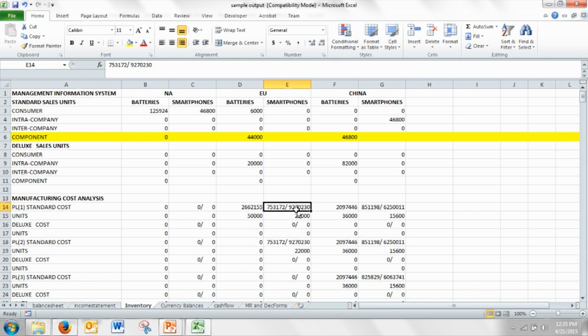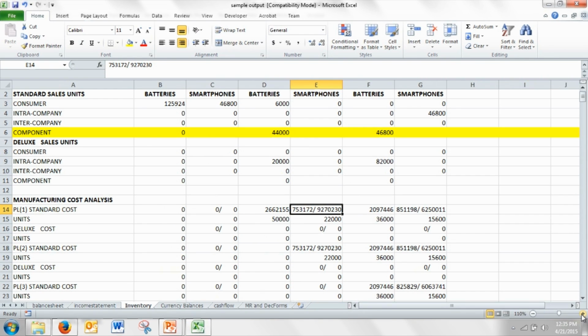And then this particular split, what you see here, in terms of the cost, so this 22,000 units of phones were produced, and the total cost for that was $9,270,230. So, you know, simple math, you can figure out exactly what the unit cost is.